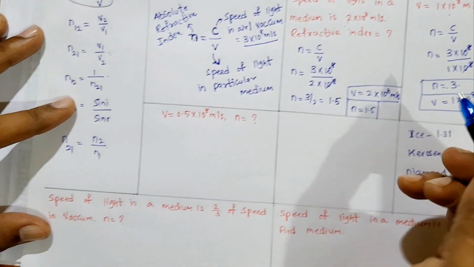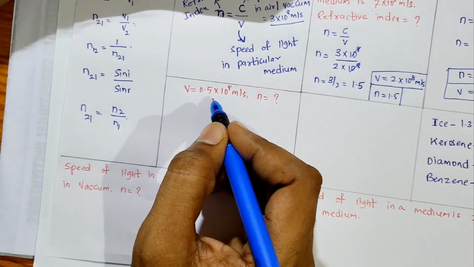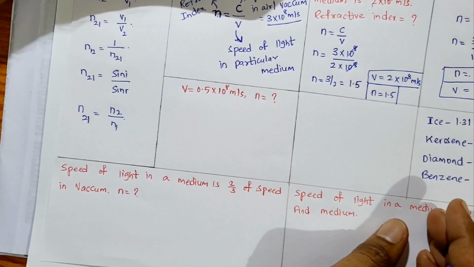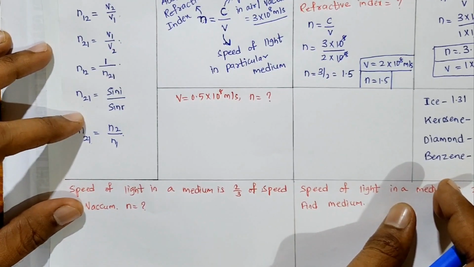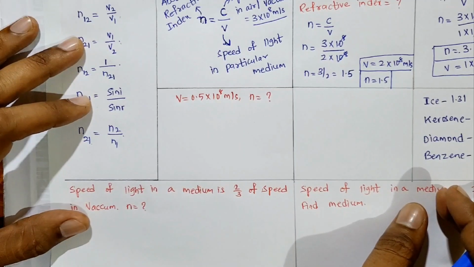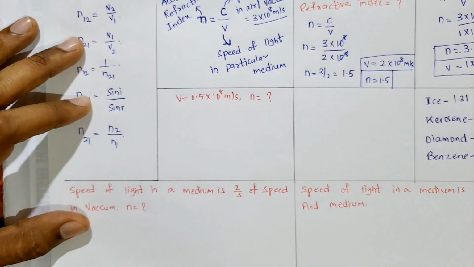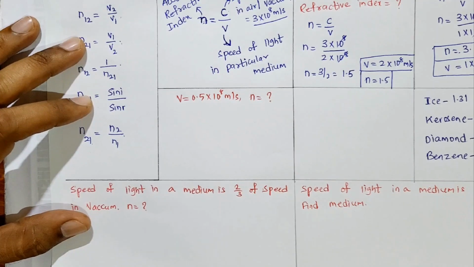Okay, what is that question? See, speed of light in a medium is 0.5 into 10 power 8 meters per second. Find the refractive index of that medium. Now, try to solve this question on your own. I have solved two questions. You also need to solve one question. Pause the video and try to solve now.